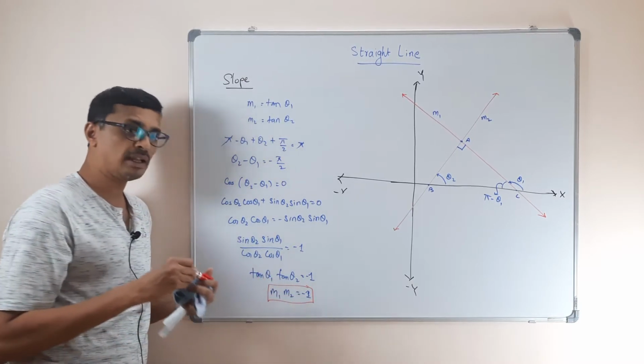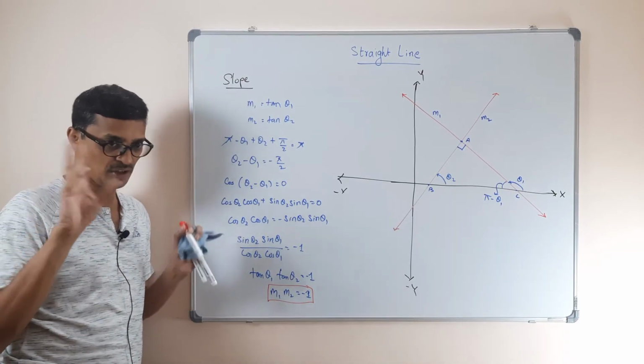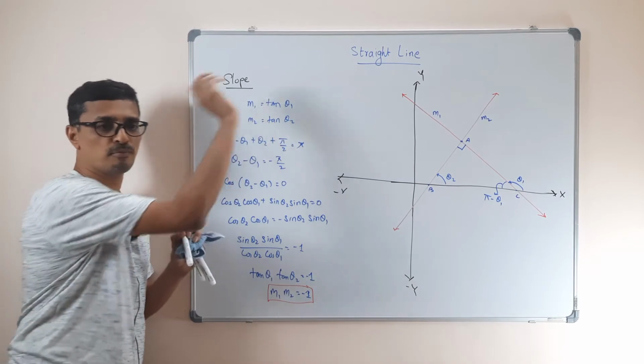So how do you find the slope again? How do you find the slope of the line? y2 minus y1 divided by x2 minus x1. So by that you can find out the slope of both the lines.